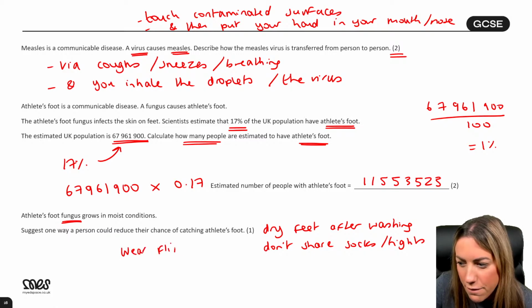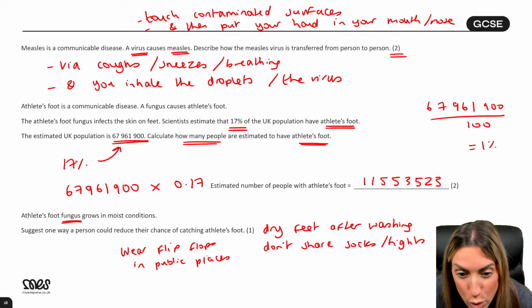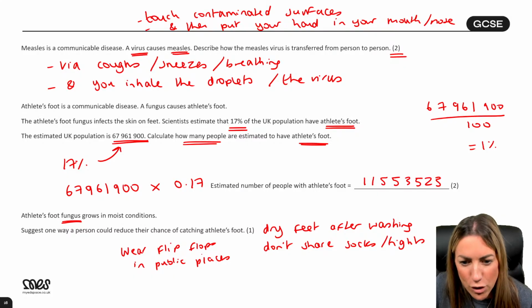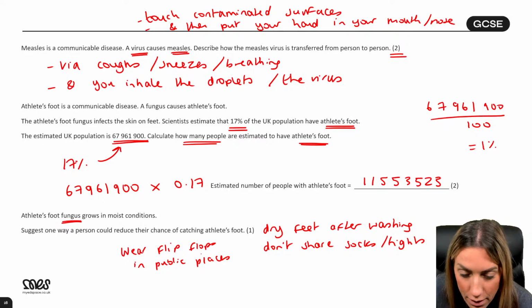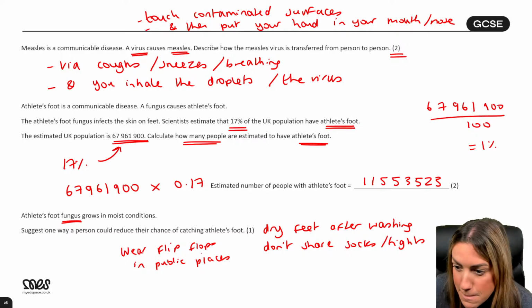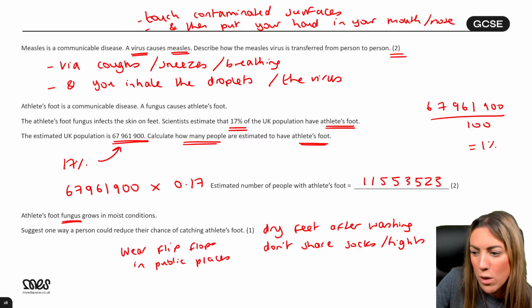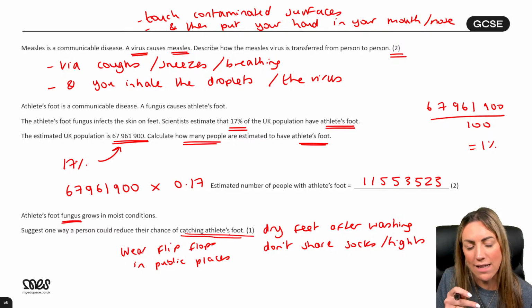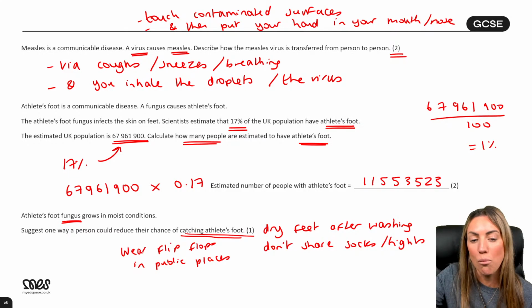Wear flip-flops in public places, or even just wear flip-flops when you're at the swimming pool. Basically don't go barefoot in a very public place. Don't go barefoot at the swimming pool. Use clean socks. Yeah, but remember, we're trying to reduce their chance of catching athlete's foot from someone else.